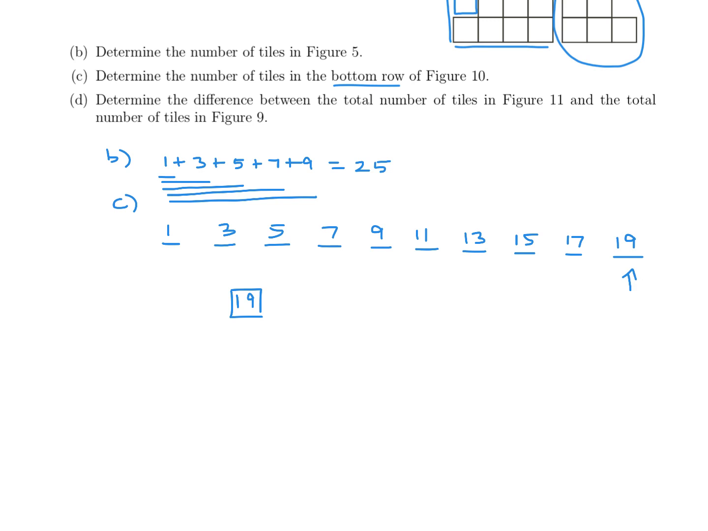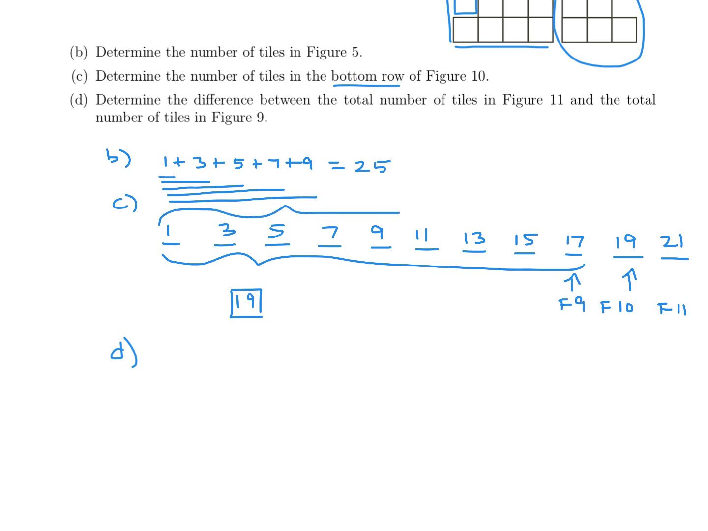And then part D says, determine the difference between the total number of tiles in figure 11 and the number of tiles in figure 9. So this was all the way up to figure 10, right? And then this one would be figure 11, which would be 21. So figure 9 would be all these, because that's figure 9. And then figure 11 would be all of these.